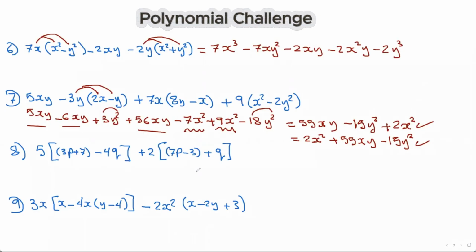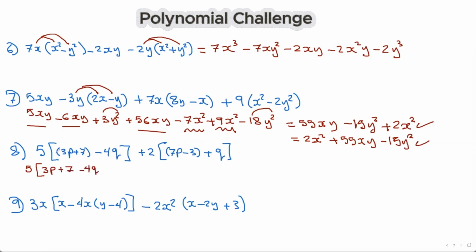Now, I hope I'm not rushing. Here we have too many brackets. We have brackets here, square brackets, and then we have brackets inside the square brackets. So always work on the inside first. So here, what you want to do, you want to go 5, square bracket. This bracket right here serves no purpose. So I'm just going to write it as 3p plus 7, then the minus 4q.